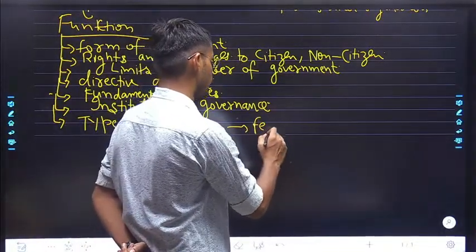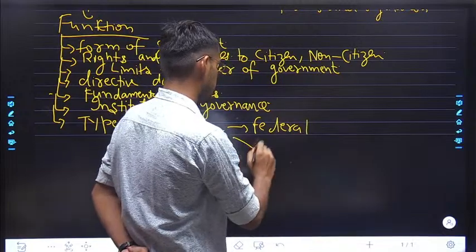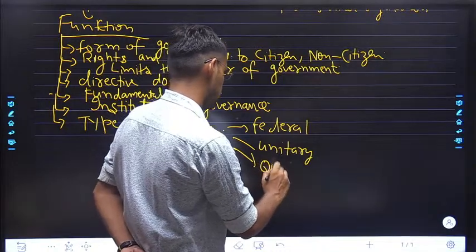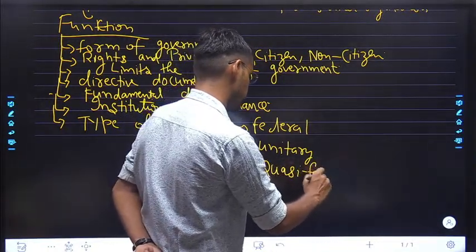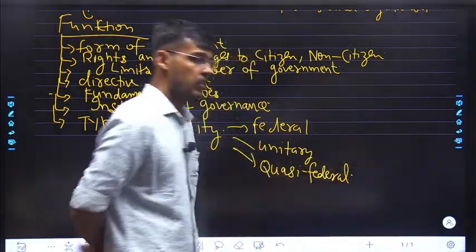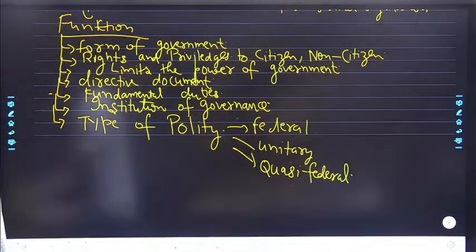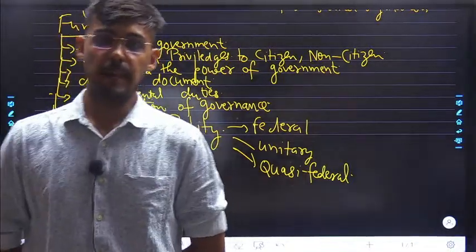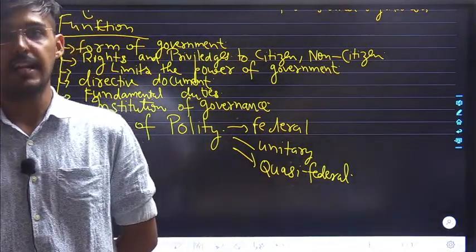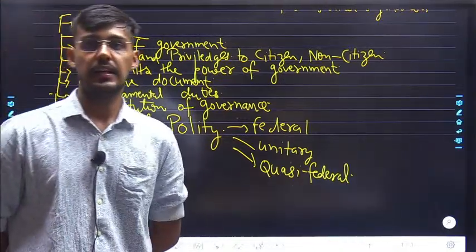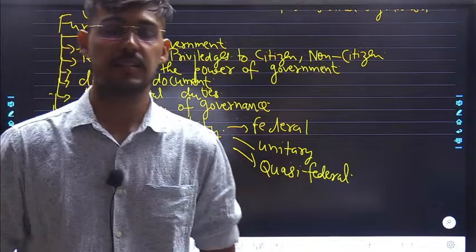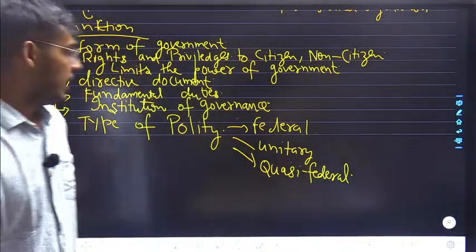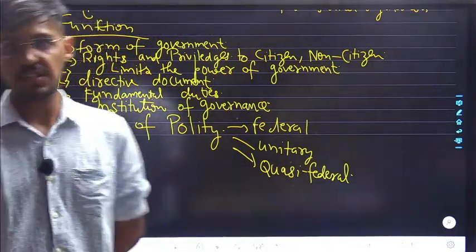There are various examples of polity: federal, unitary, and there is also a third type, quasi-federal polity. The meaning of the word quasi-federal is that though the country is a federal country, there is a strong centralizing tendency in the polity of that country. Meaning the central government has more powers as compared to the local state governments. In India, we follow this quasi-federal type of system which is defined in our constitution.